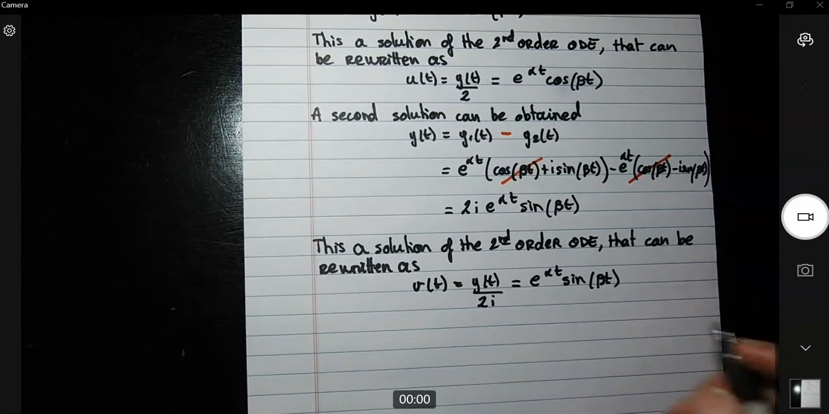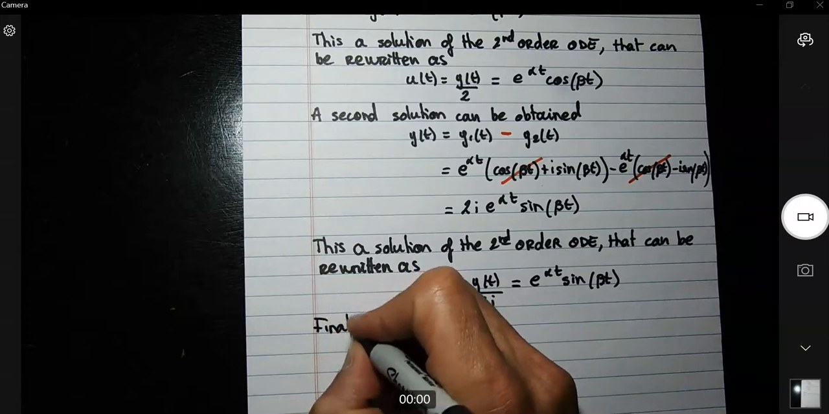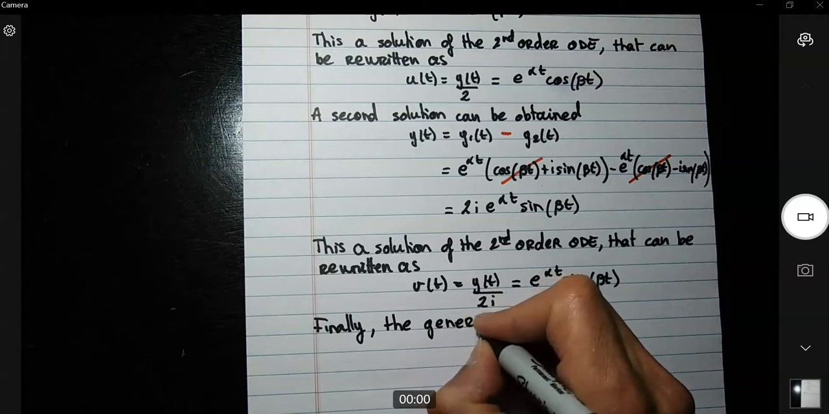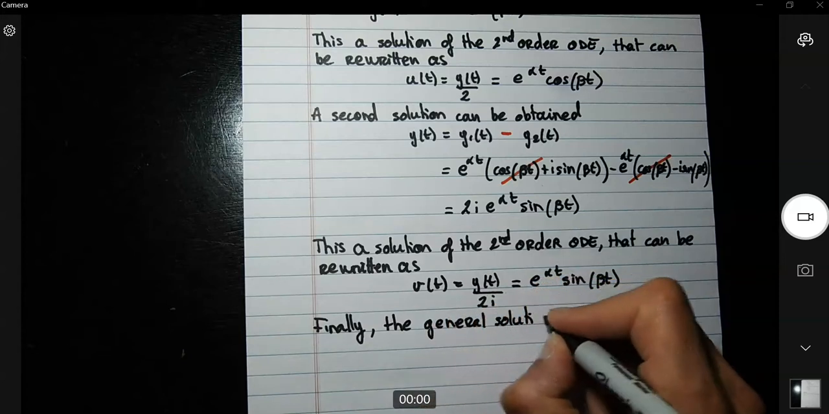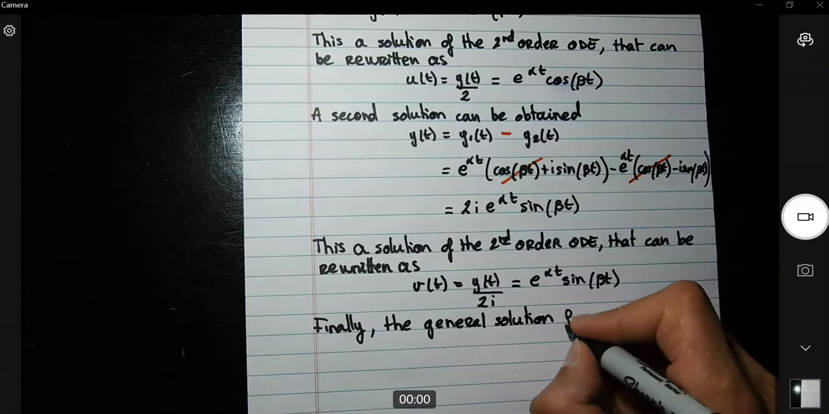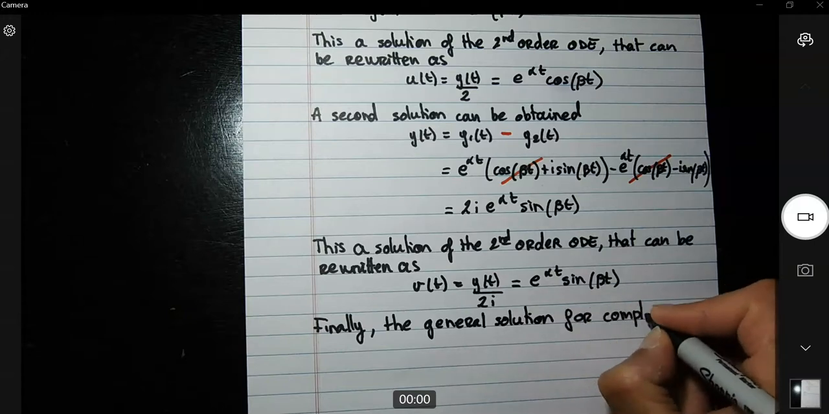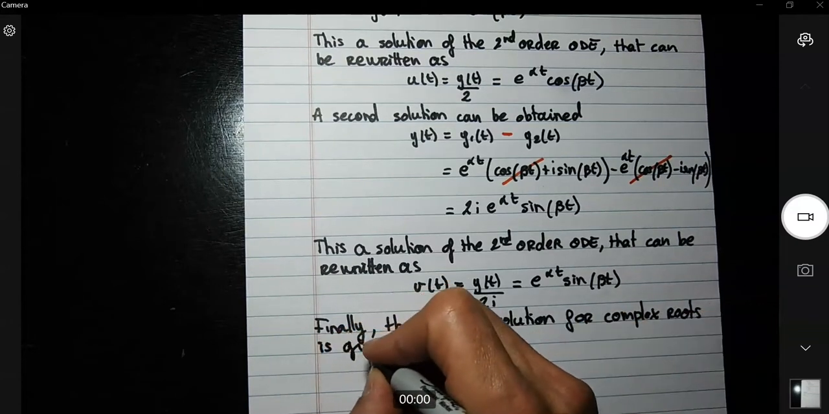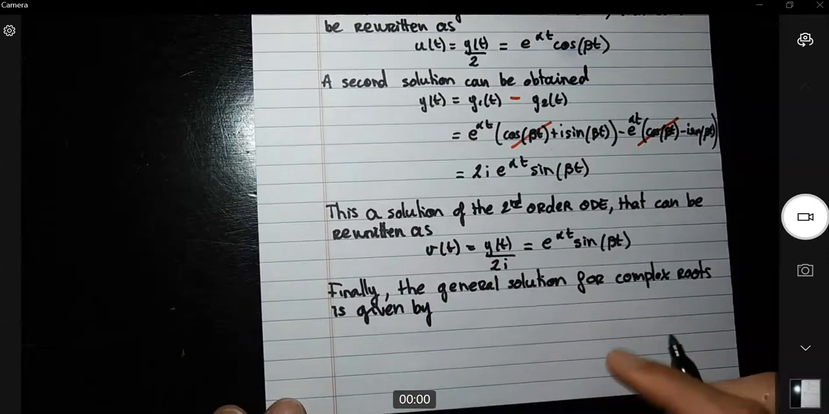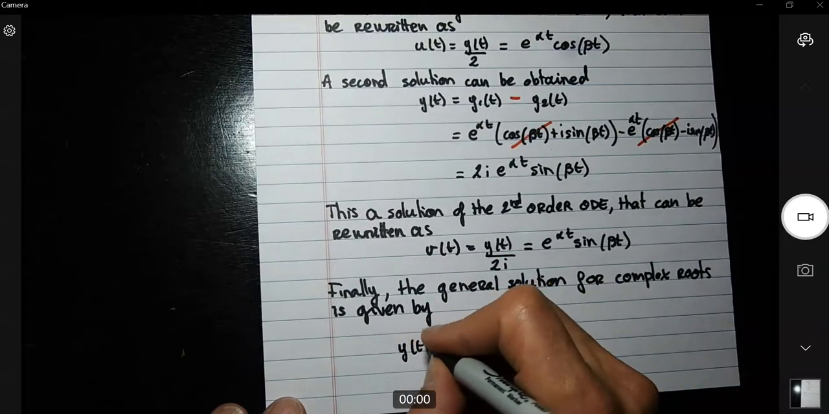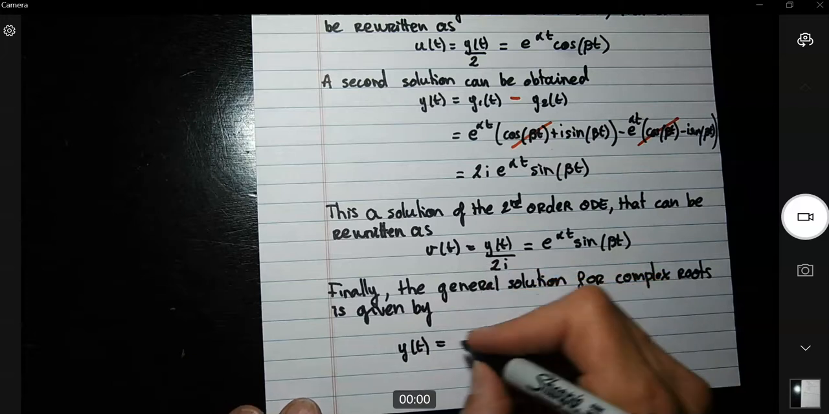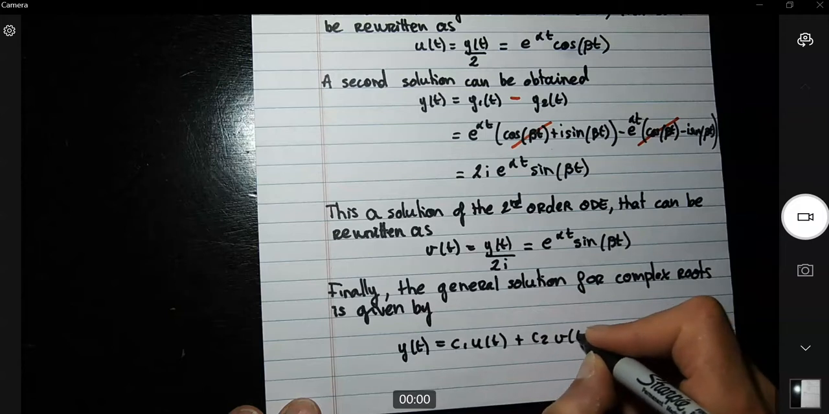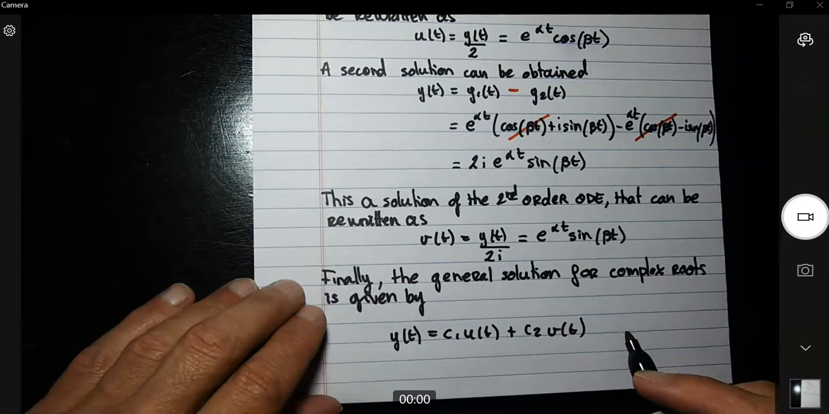Okay, so finally the general solution for complex roots is given by y of t, you can add both of them, will be c1 u of t plus c2 v of t. So I need to go to the next page.